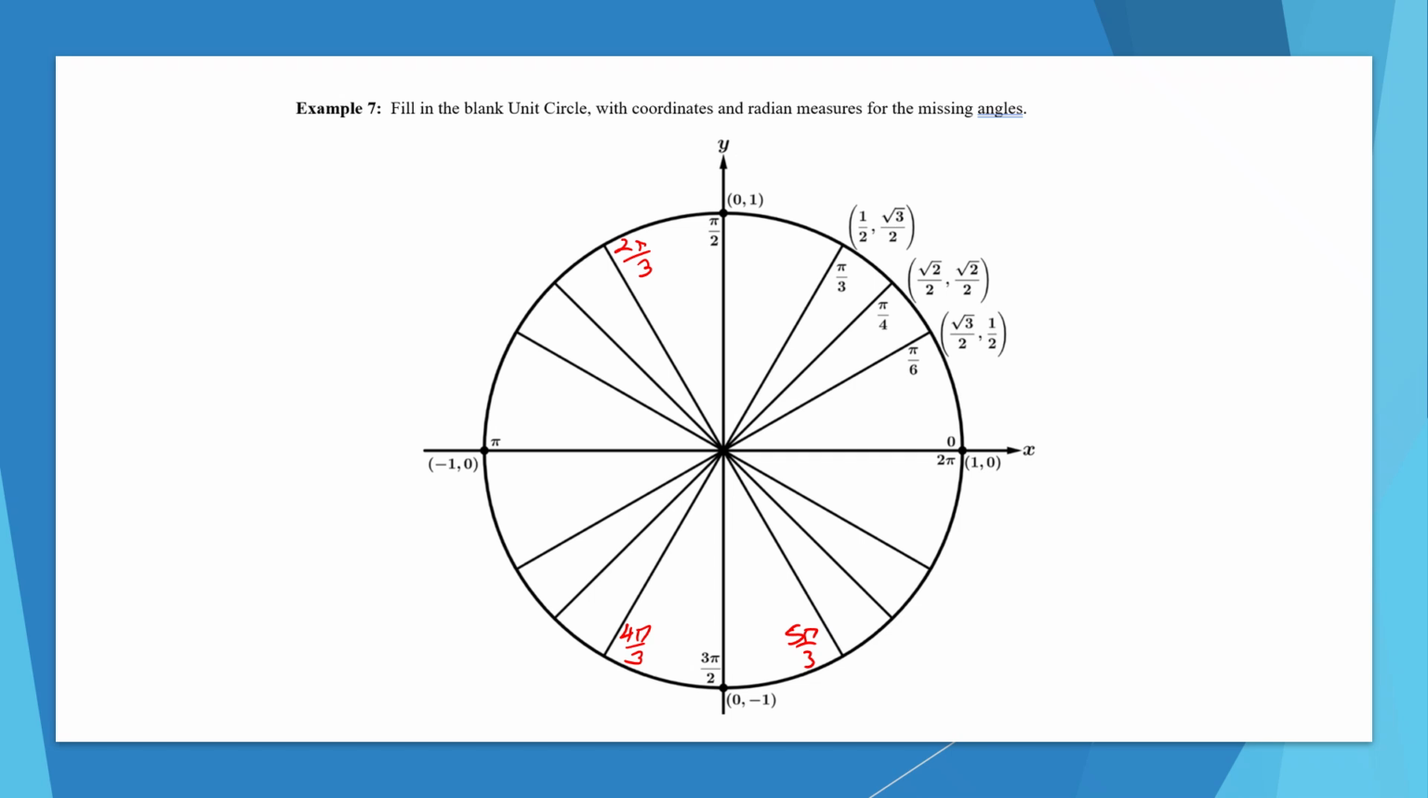Now let's do the pi over 4s. So pi over 4, 2 pi over 4, 3 pi over 4, 4 pi over 4, 5 pi over 4, 6, and then 7 pi over 4. And then 8 pi over 4 is 2 pi. And now let's do the pi over 6s. So pi over 6, 2, 3, 4, this is 5 pi over 6, 6, 7 pi over 6, 8 pi over 6, 9, 10, and then this is 11 pi over 6. So those are our radian measures.